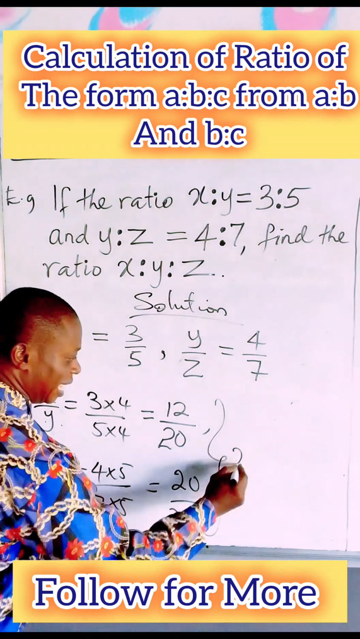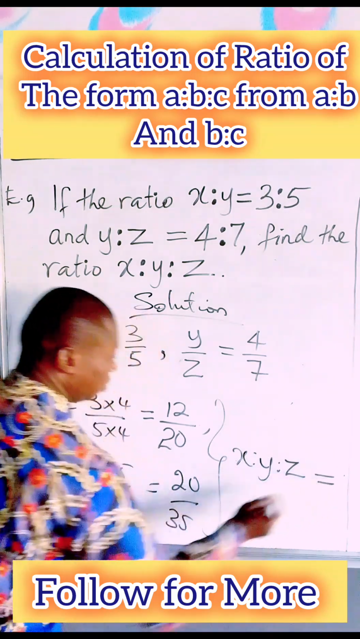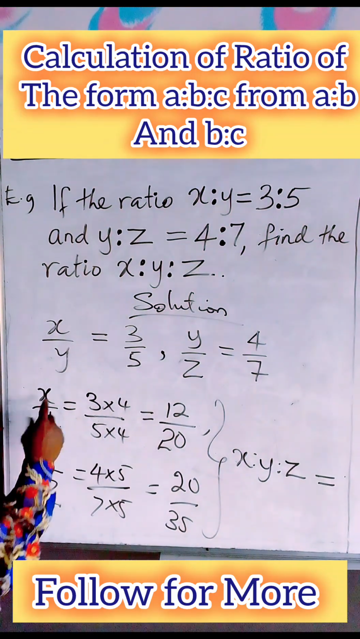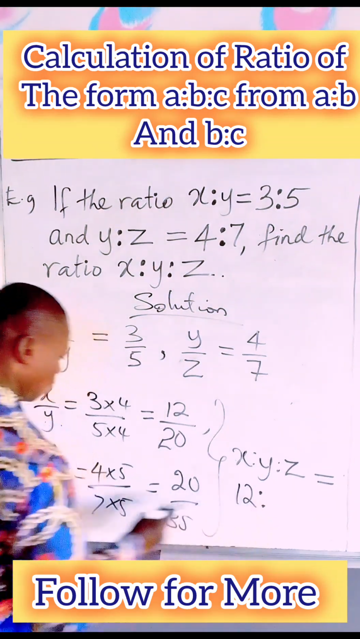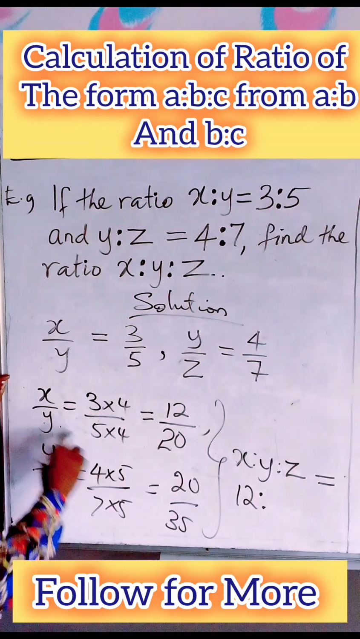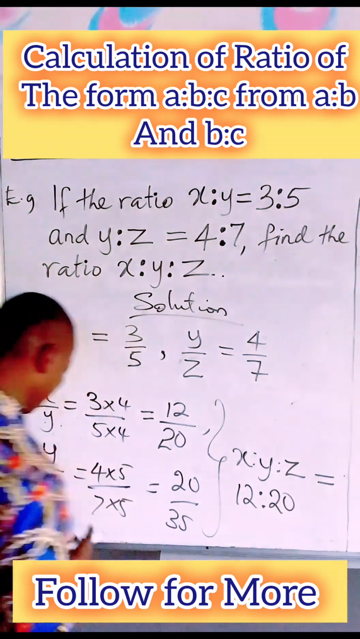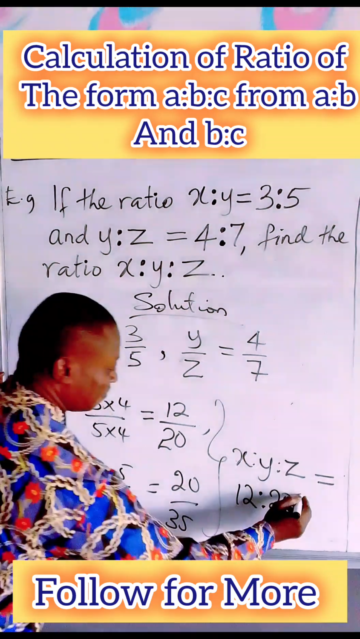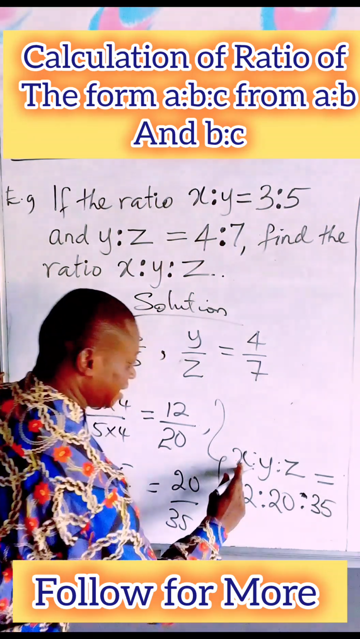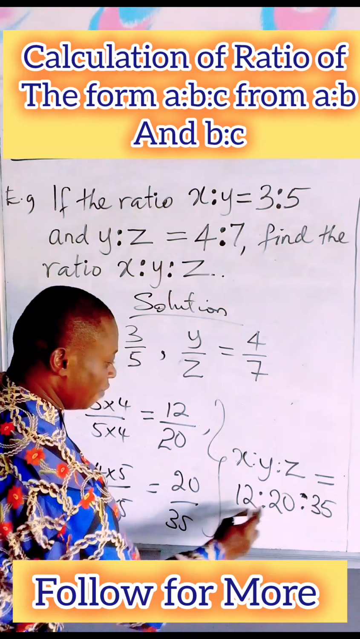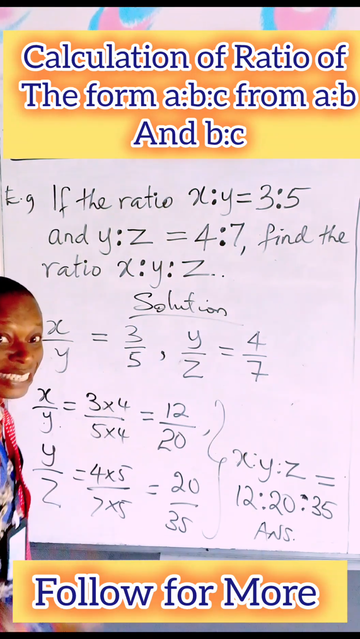Without waste of time, our x is to y is to z is what we are looking for. So x here is 12, we put 12. Y we have confirmed is 20, 20 here, so that balance is 20. And z is 35. So x is to y is to z is now 12 is to 20 is to 35, and that is the answer. I believe that is very simple for you.